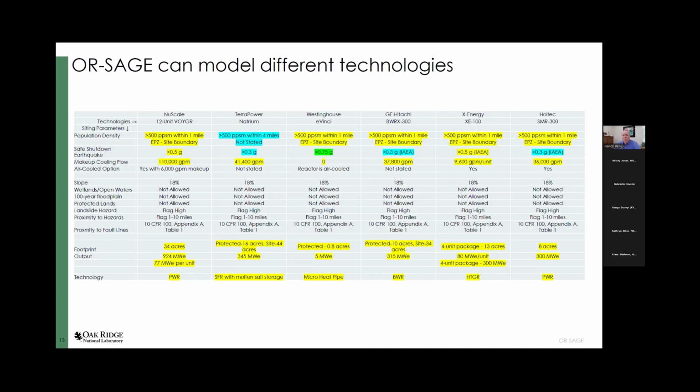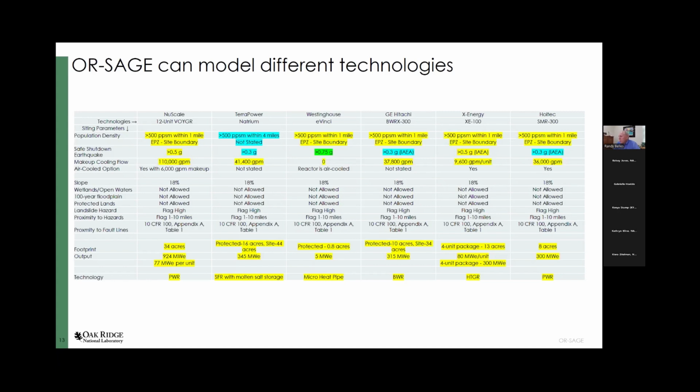When we use the tool and work with a customer, we absolutely will not tell the customer what technology to select. It's not the role of a national lab to be doing that. But we do want to be ready to support specific analysis requests. If a customer says, I want to use technology X, we want to be able to model that very specifically for them. That's the direction we're trying to go with ORSAGE, and that's all I'm trying to get at on this slide.